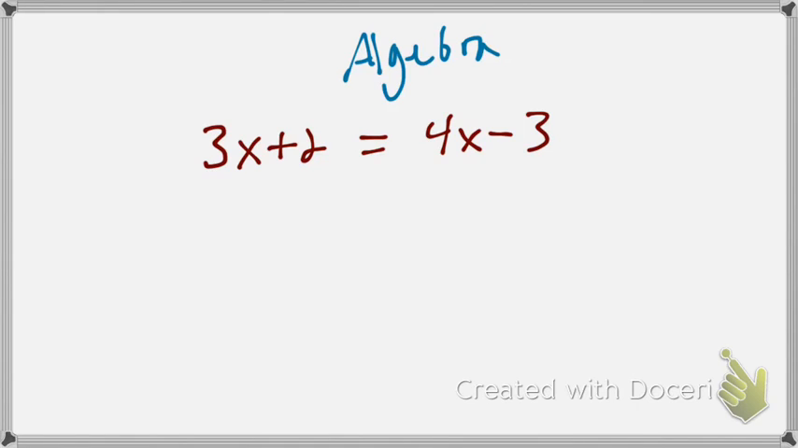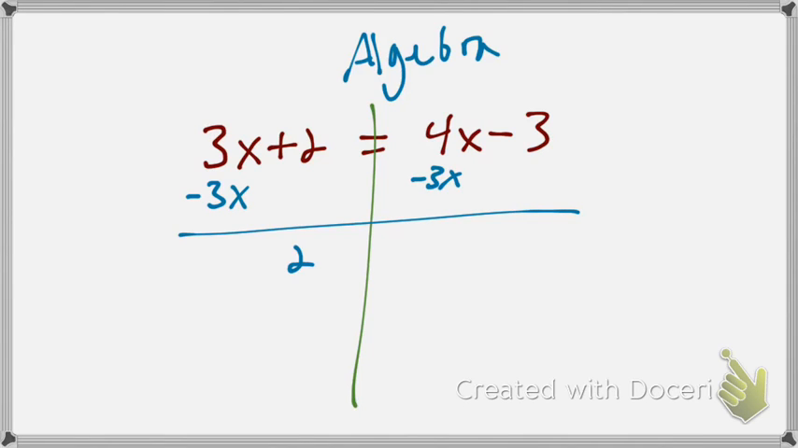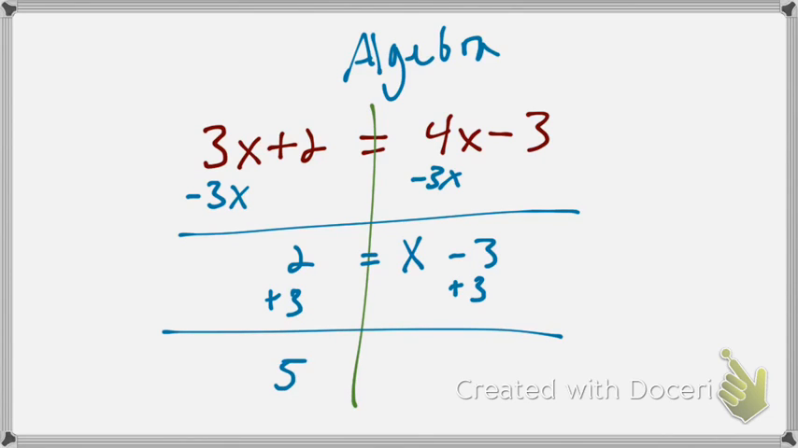Okay, well, we want all of our variables on the same side. That's the first thing that we try to do. So we want to take away from the side that has the fewest number of x's, which in this case would be the 3. So I'm going to subtract 3x from both sides, which leaves me with 2 equals 1x minus 3. Now I want my x by itself, so I'm going to add 3 to both sides. I always just do the opposite. And you're going to get that x equals 5.